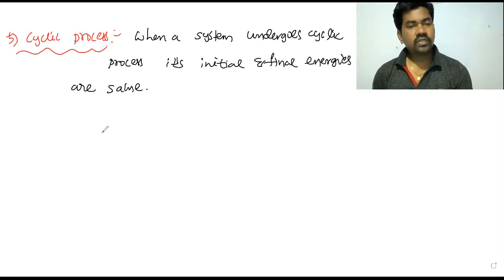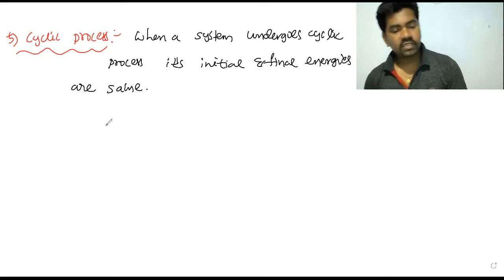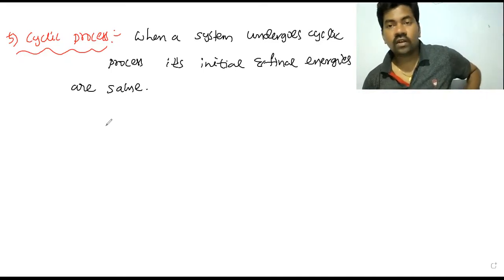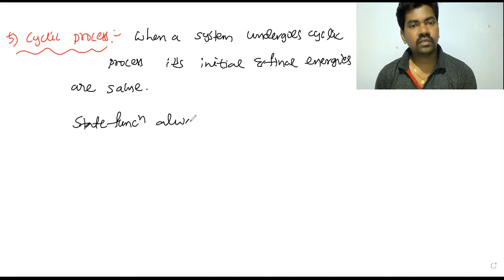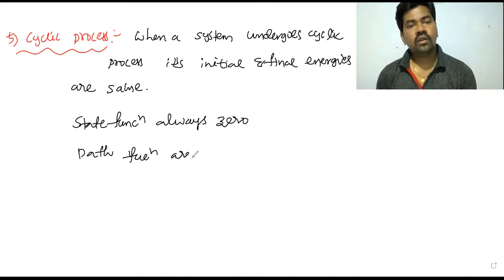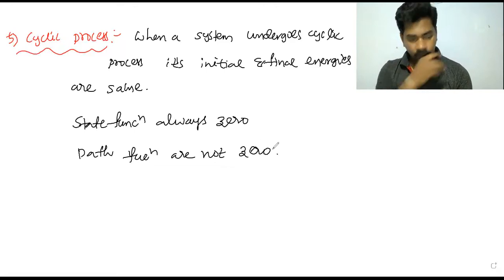So in a cyclic process, the change in a state function is always 0, but path functions are not equal to 0.